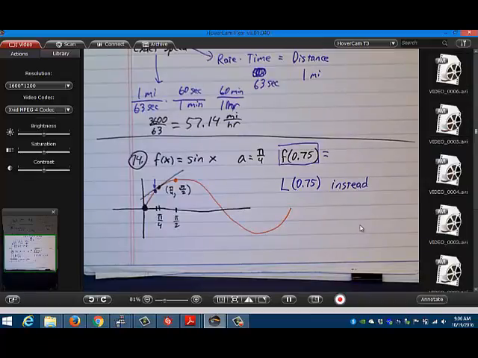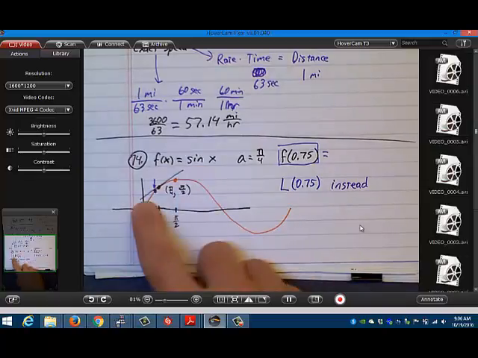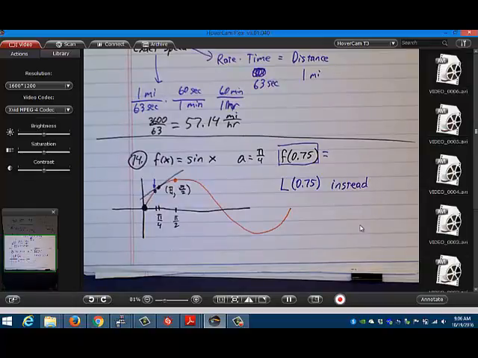You guys follow? Question: is L of 3/4 going to be bigger than the sine of 3/4 or smaller than the sine of 3/4? You can see from the picture my estimate's going to be bigger because the tangent line is above the curve. You see that? It's nice to know that, so I'll know kind of where the error is.